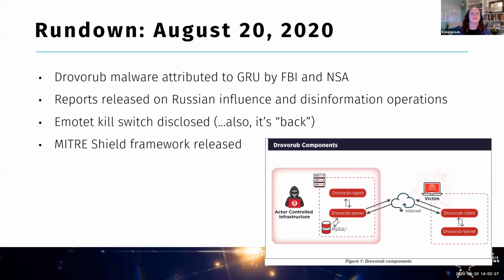On the Russia theme, the Droverub malware was attributed to GRU, Russian intelligence. There have been a couple different reports lately coming out about more broadly Russian disinformation operations. You might be aware this week, the fifth installment in that Mueller report came out, detailing a lot of the information around the DNC hack, so that's certainly worth a read.